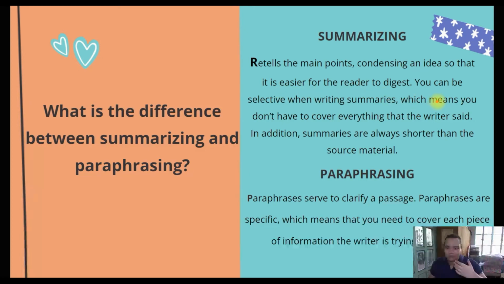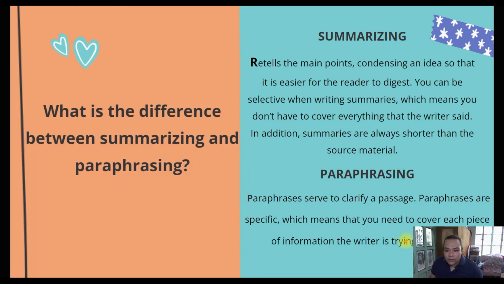The main difference between summarizing and paraphrasing is that in summarizing, you can be selective in writing your summary, meaning you can select, pick, and choose what information will be included in your summary. Okay, so not everything in the original text will go into the summary, but in paraphrasing, you need to cover each piece of information. You can't pick and choose information. You can pick and choose the words that you can retain, but you cannot pick and choose the words or the ideas that need to be retained. Every piece of information needs to be retained in the paraphrase.